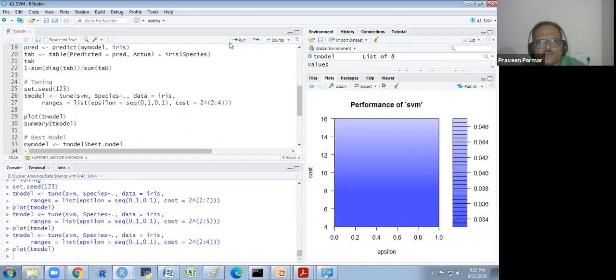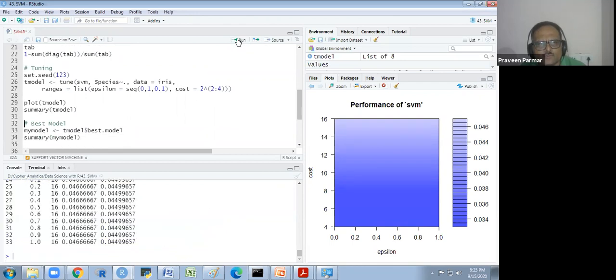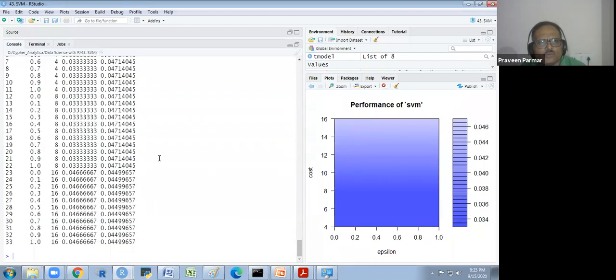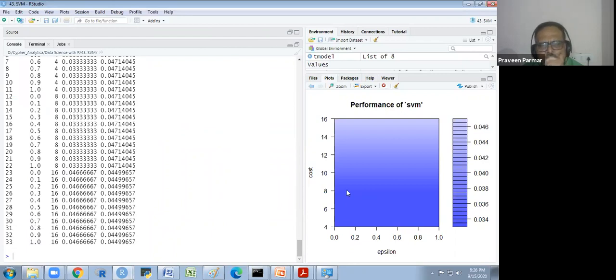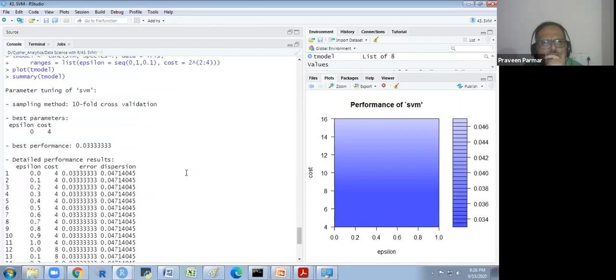And I see the summary of this model. So you will see the summary here. And there are 33 in total. And this is 0.1, 0.2, in this way, up to 1. It is like this. And then 0 to 10. Okay. So the detailed performance, the epsilon is given. And the cost is given. 4 cost we are taking.